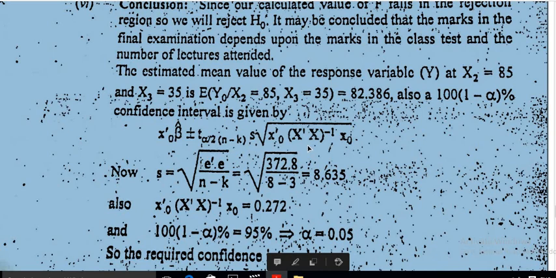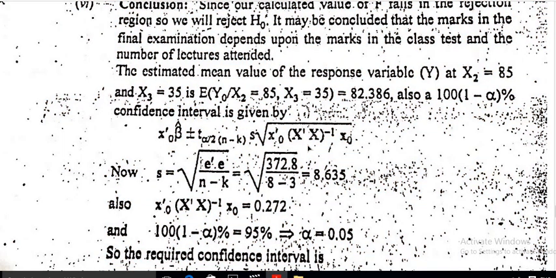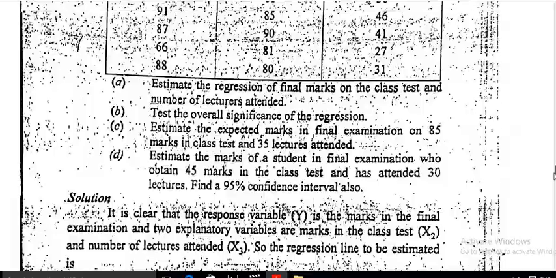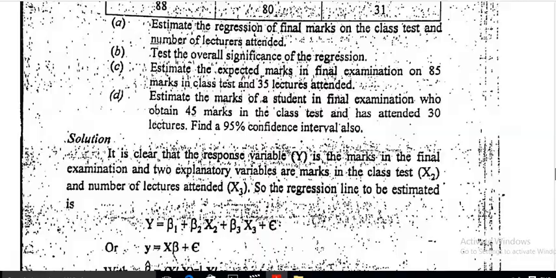Now the 95% confidence interval is x naught transpose beta hat plus or minus t alpha by 2, n minus 1, into s times the square root of x naught transpose (X transpose X) inverse x naught. Replacing the values of these variables, we have s is equal to e transpose e divided by n minus k. e transpose e is equal to 372.0. Here we have obtained e transpose e, basically the residuals of these values.